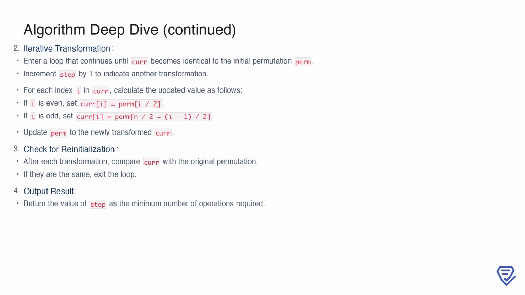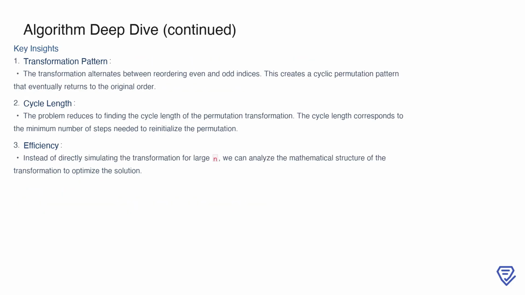At the end of each step, we compare cur with the original permutation. If they match, the loop terminates. Finally, the algorithm outputs the step count, which represents the minimum number of transformations required to return to the original order. To better understand the algorithm, let's explore some key insights. The transformation alternates between reorganizing even and odd indices, creating a cyclic pattern. This cyclic behavior ensures that, after a certain number of transformations, the permutation will inevitably return to its original order.